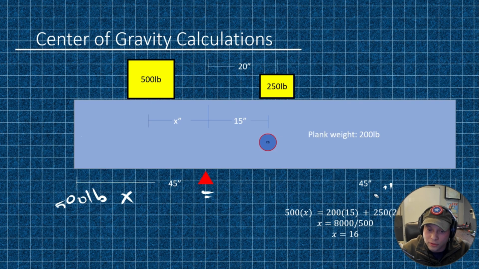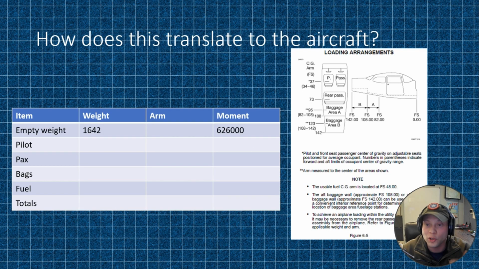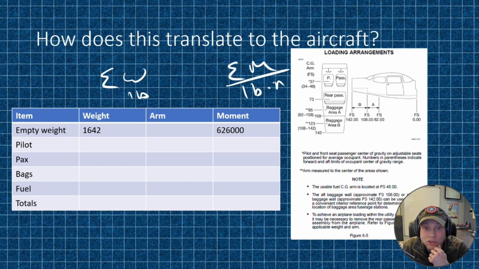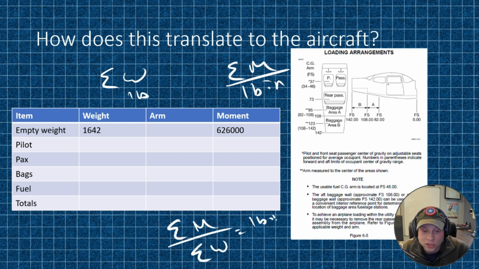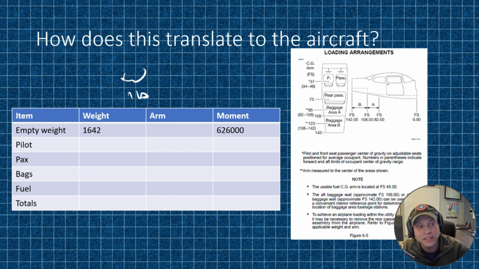Actually, let's do one last thing. Whenever we're doing our calculations in the actual aircraft, we're going to take the sum of the weights, which will be in terms of pounds, and we're going to take the sum of the moments, which will be in terms of pound inches. And at the end of the whole deal, we're going to take the sum of the moments divided by the sum of the weights, which will be pound inches divided by pounds. Of course, the pounds will cross out, and you'll be left with a distance. And that distance is your center of gravity. We'll use a chart in the Pilot Operating Handbook to verify that we are within our weight and balance.